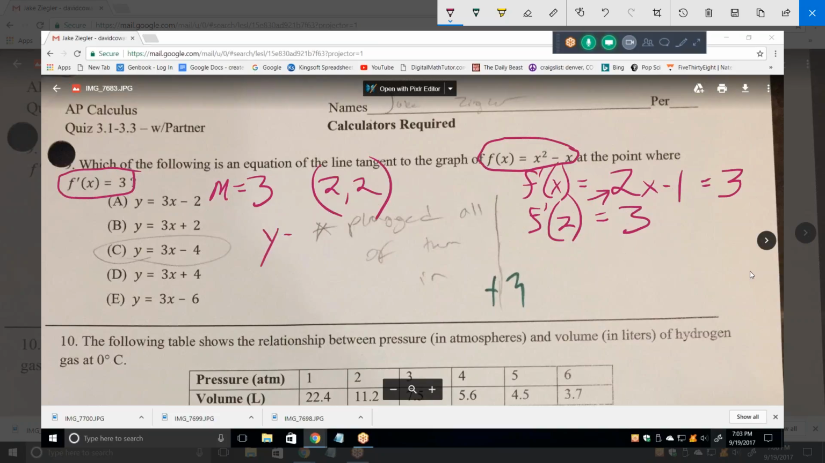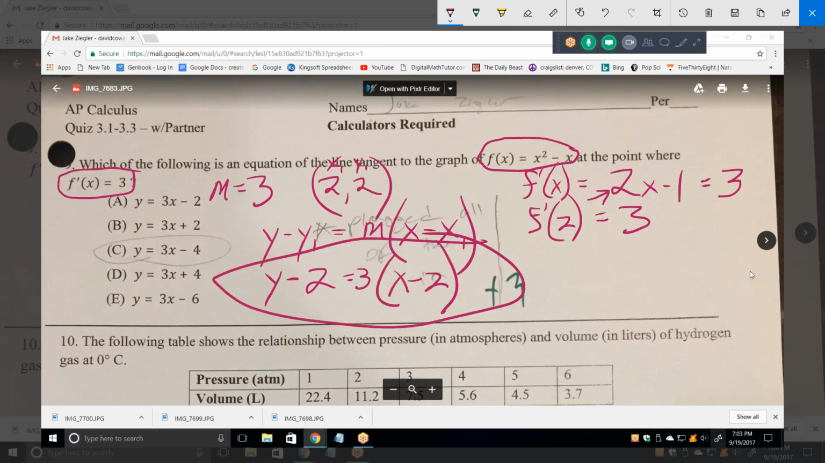Y minus y sub 1 equals what? m in parentheses x minus x1. Okay. We know most everything here. We know the slope and we know the point. So it's y minus, there's y1, there's x1. So it's y minus 2 equals 3 times x minus 2. That's the equation of our line.